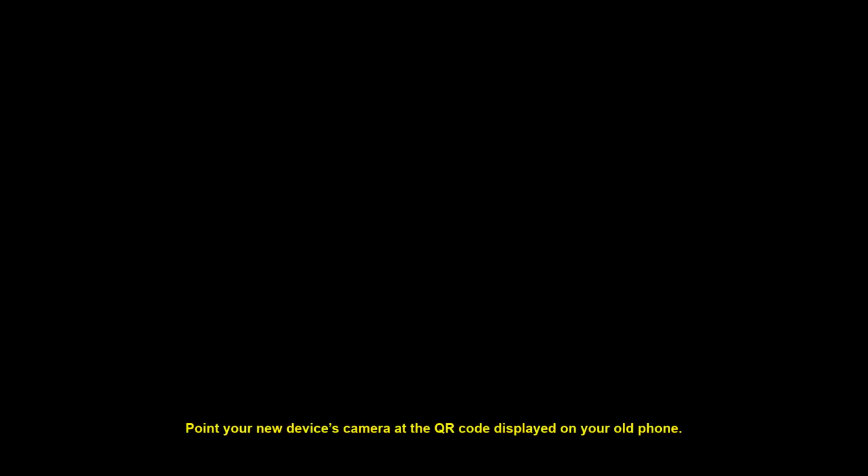Point your new device's camera at the QR code displayed on your old phone. Once scanned, your new device will confirm the transfer process. Follow any additional prompts to complete the setup, including verifying your phone number. After verification, your messages and contacts will start transferring to the new device.